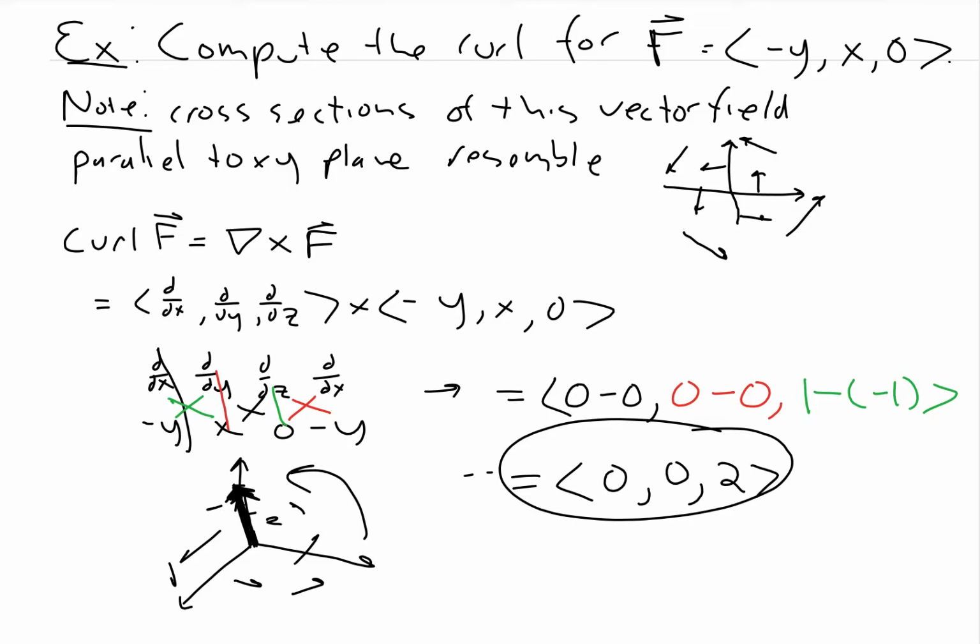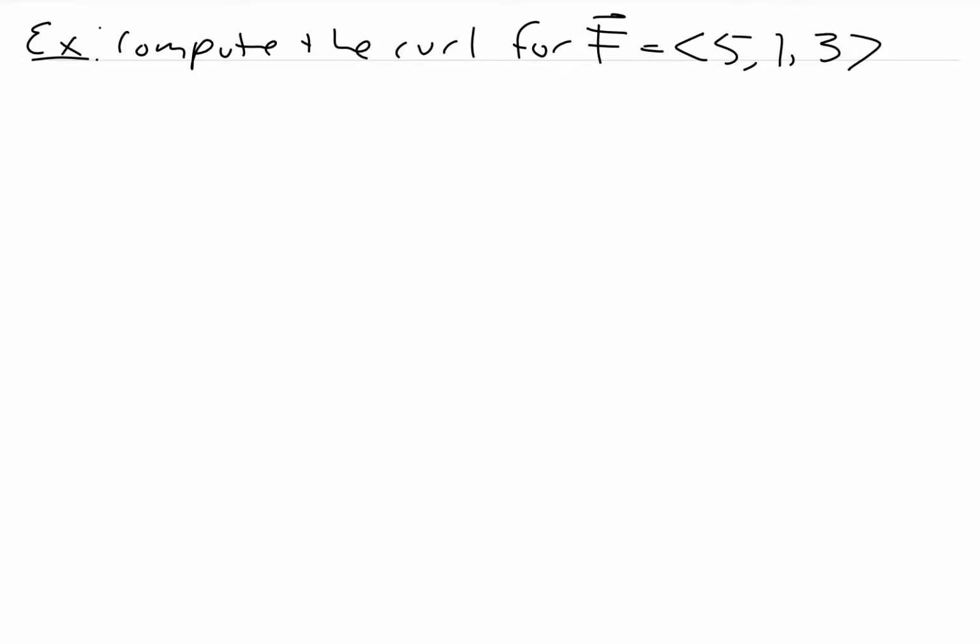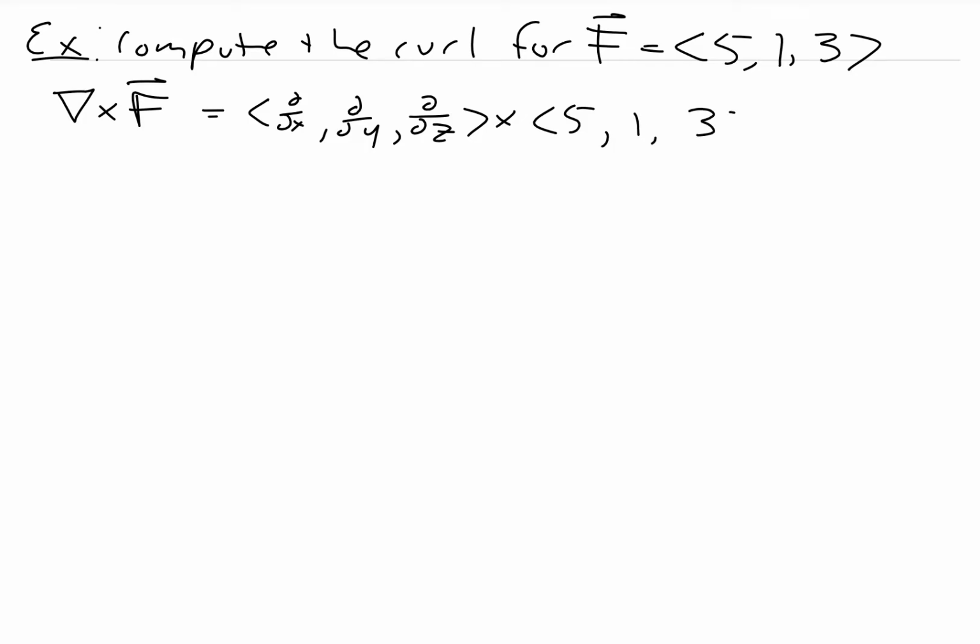Okay, let's try this for another example. This one will be really, really easy. Let's compute the curl for my vector field f, which is the constant vector field 5, 1, 3. Again, your curl is given by the del operator crossed with f. So again, d/dx, d/dy, and d/dz crossed with the vector 5, 1, 3.